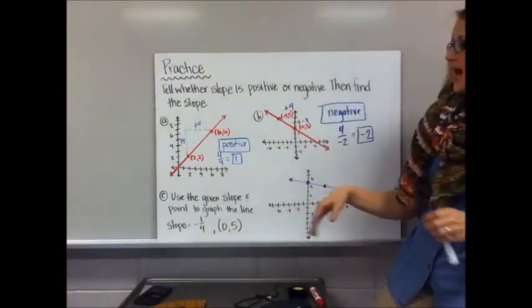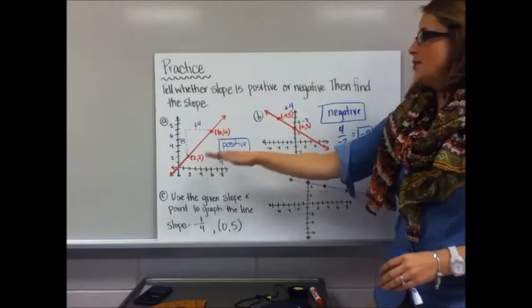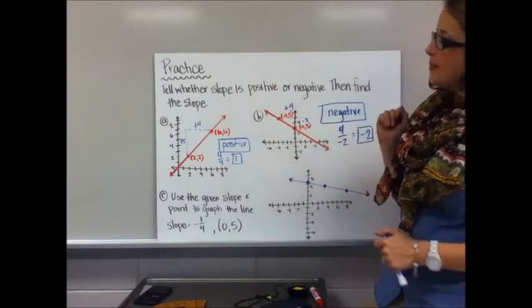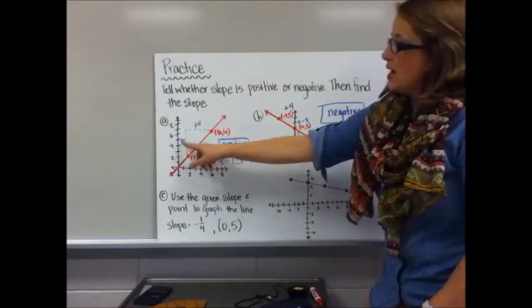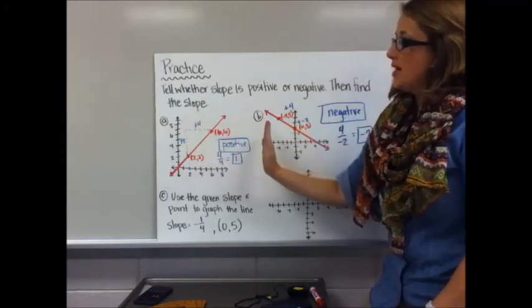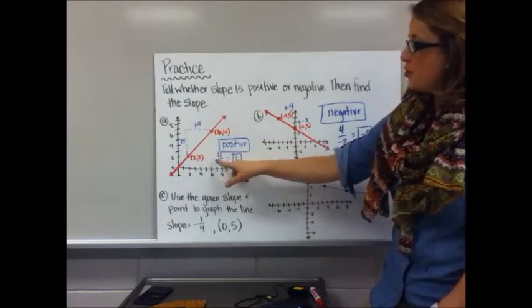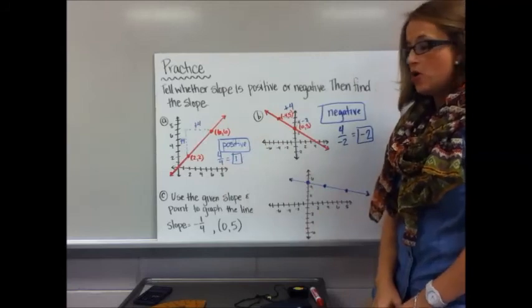Okay, for practice A, I could tell that it was a positive slope because it is rising, it is going up. For the rate of change, it's going up 4 and it's running 4. Positive 4 on both of those. 4 over 4 reduces to positive 1.